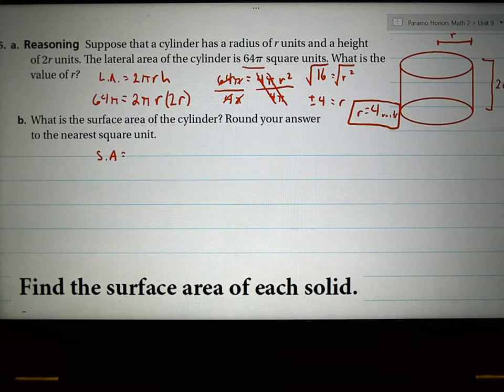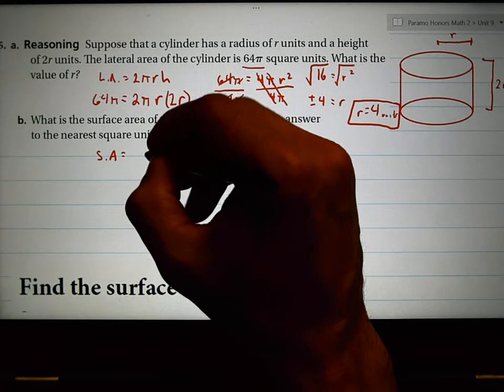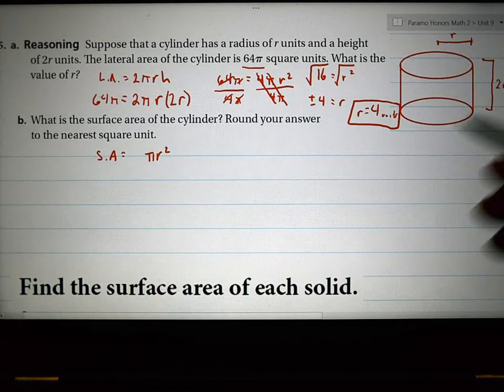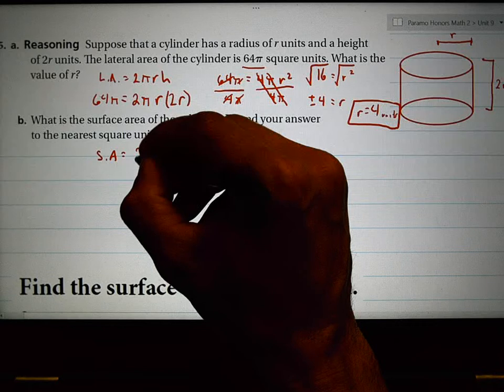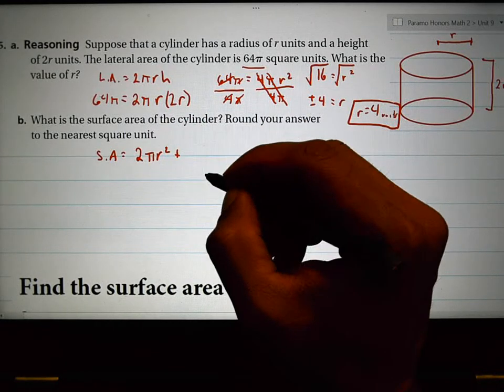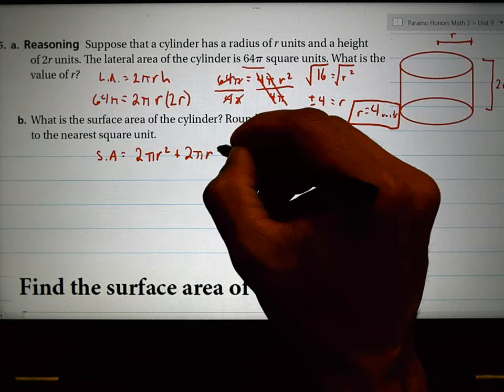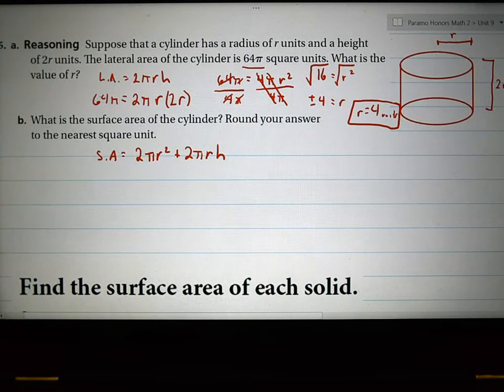I'm going to just do this off the top of my head. I know that I have a pi r squared. That gives me 1 circle. Wait a second, I need the top and the bottom. 2 of those. Plus my lateral area. How do I find that? 2 pi r h. The circumference times that distance from base 1 to base 2.